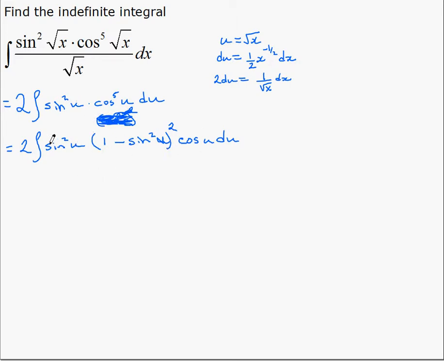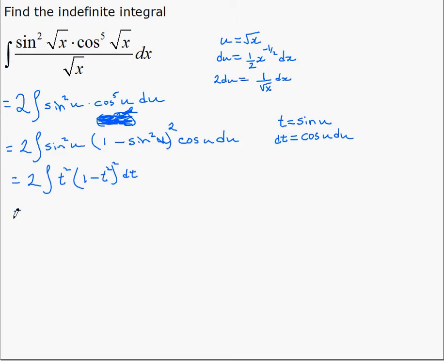As soon as we've replaced all the cosines except for the one we've saved, we can do another substitution. We're going to call this one t instead of u, because we've already used u. So t is going to equal sine u, and the reason we saved the cosine is so we can take the derivative and get cosine u du. Substituting back over here, sine squared becomes t squared, times 1 minus t squared all squared, and cosine u du is dt.